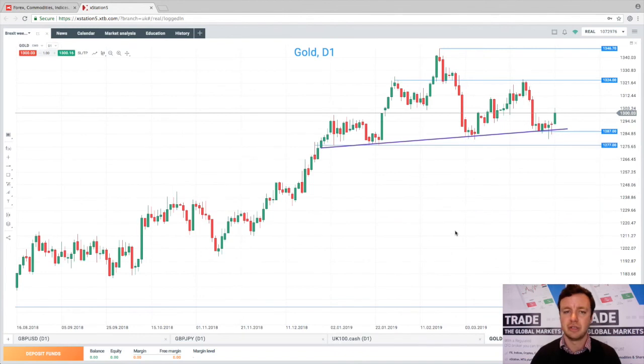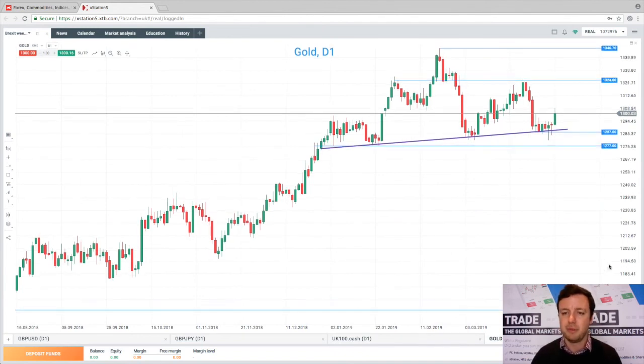Finally, I just want to touch on gold. We've not really seen too much reaction in gold to the latest Brexit news, but if we do get a negative reaction, particularly a no-deal Brexit, then we could see a sharp move in the precious metal.